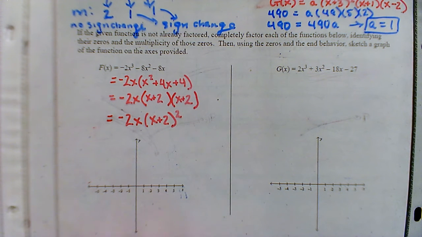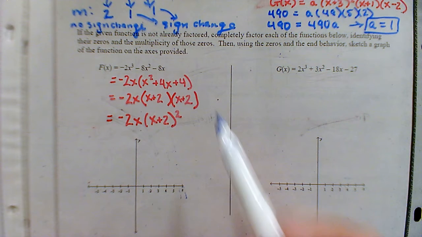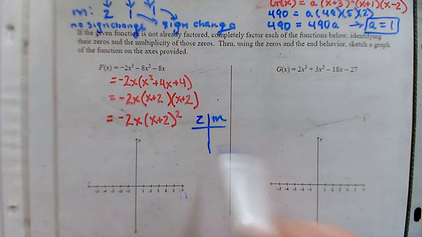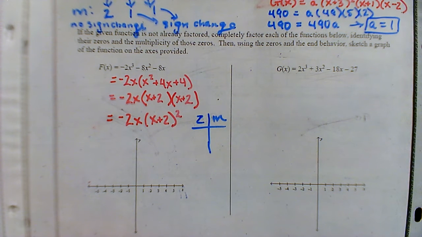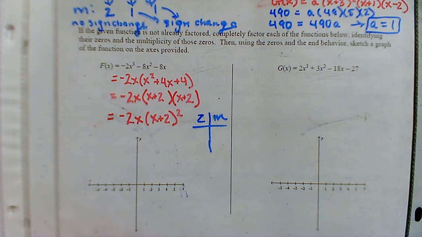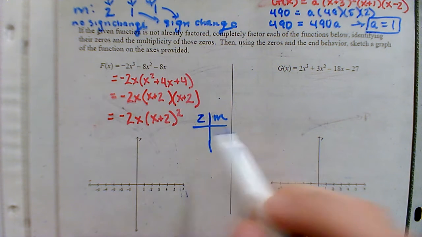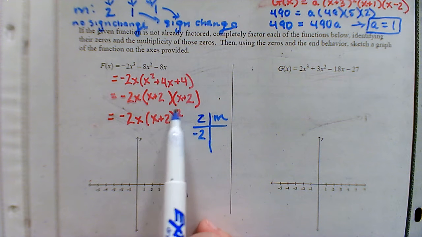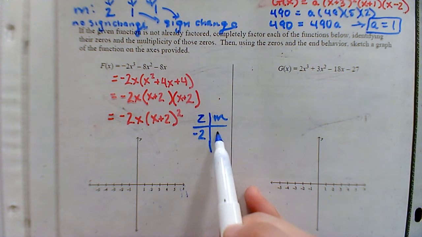Alright, so if this is how it factors, maybe we can identify where the x-intercepts are located, but also what their multiplicities are. What's the graph going to look like at those spots? So maybe we'll make a little chart, z for 0 and then m for multiplicity. Where are some of the x-intercepts? What do you think, Hannah? -2, okay, so that would come from this x plus 2, and what's the multiplicity of that 0? 2, right? That was how many times the factor showed up.